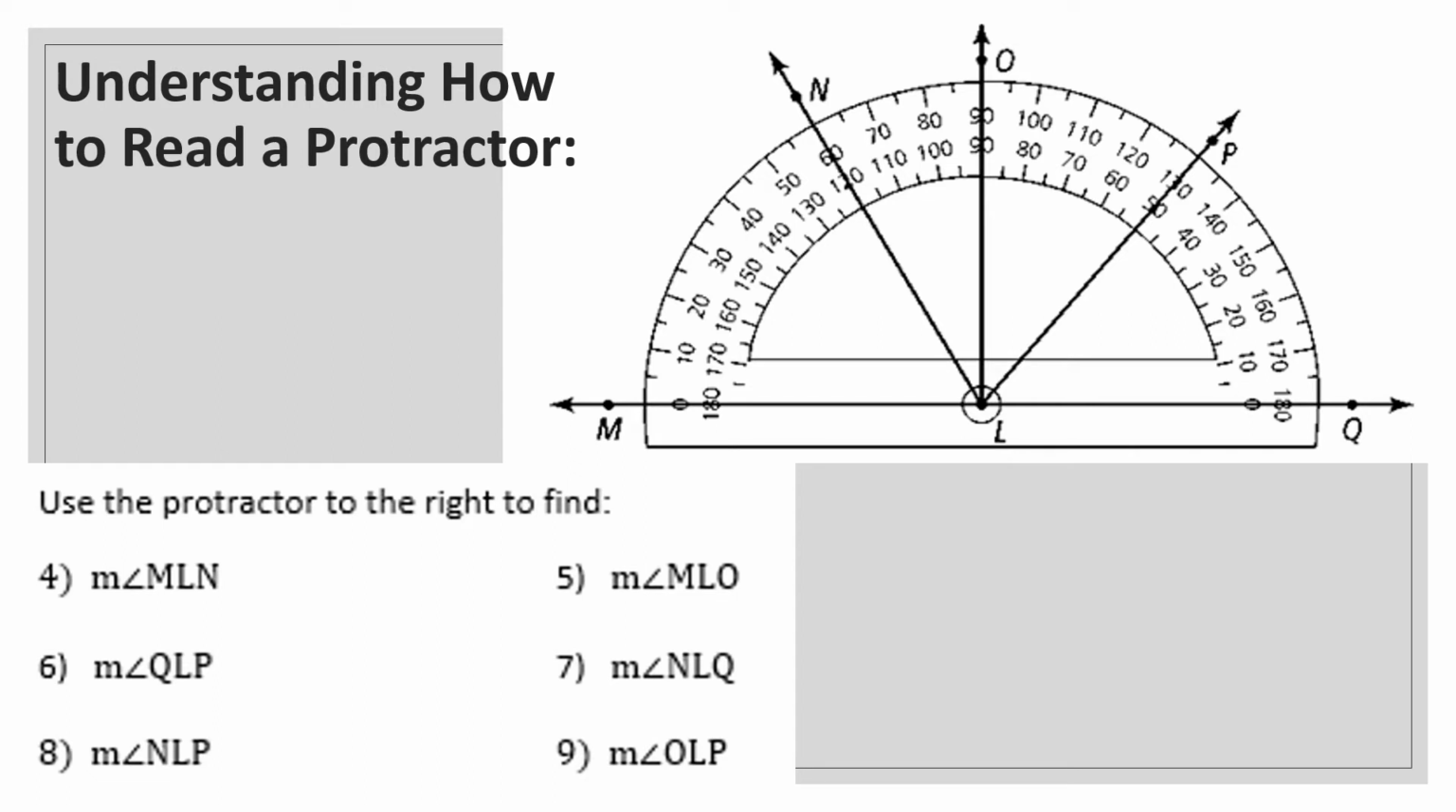All right, so understanding how to read a protractor. We have a couple of different angles here, okay? When we are dealing with angles, we need to put the degree symbol. Like if you've ever baked, you might see something like, okay, put your oven to 350 degrees. We need to put that little angle sign on our measurements, okay?